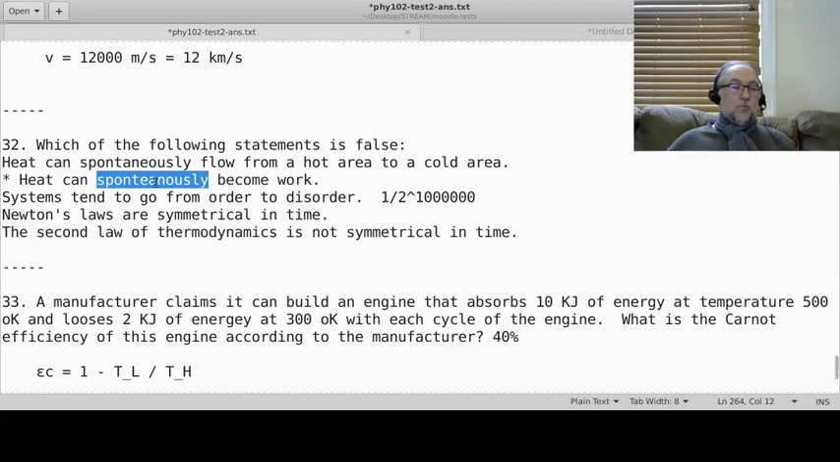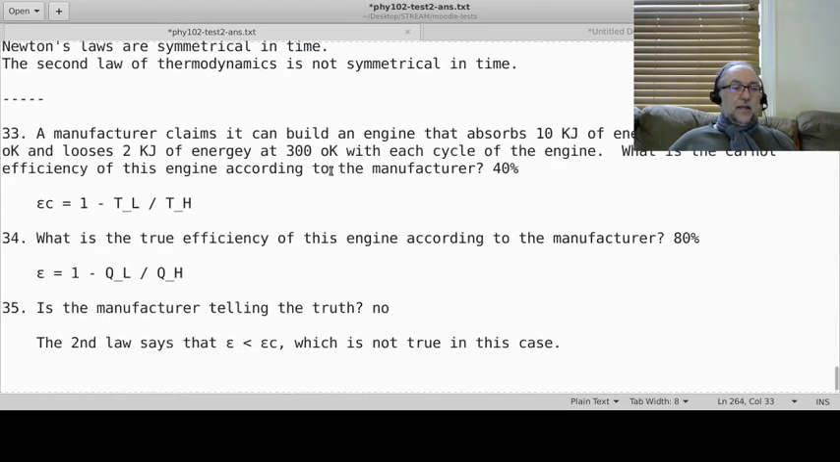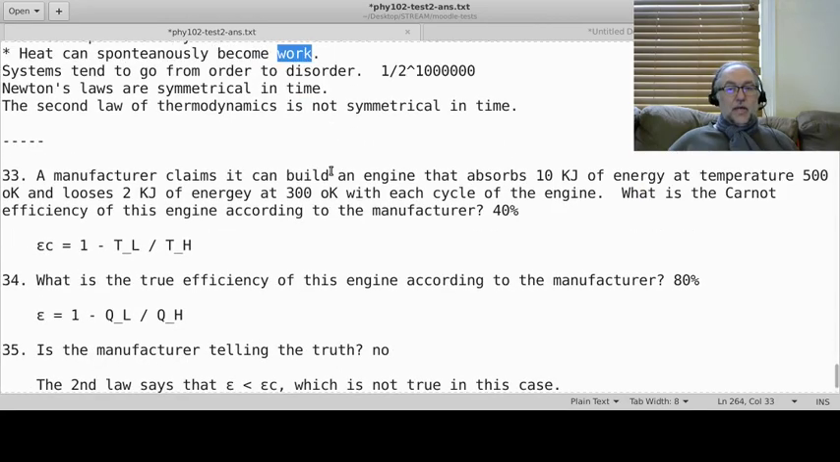The word spontaneous is important there because you can have heat do work, but only in the state where heat is trying to flow from a hot area to a cold area can you siphon off a little bit and make work, and that's what a heat engine is. Okay, and the last 3 questions were about heat engines.